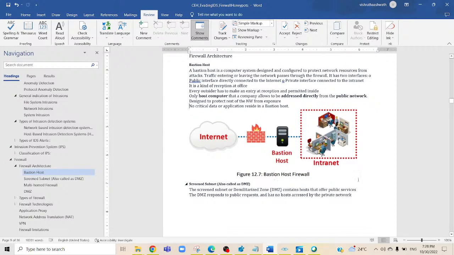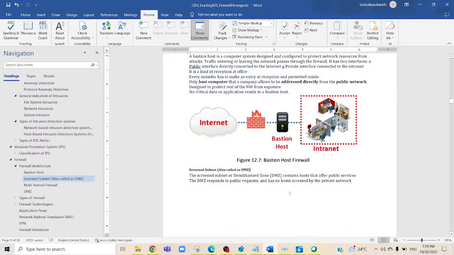So as you can see in the diagram, we have an intranet on one side and the internet on the other side. Any messages coming into the network will be intercepted by the firewall, which is a bastion host. In the bastion host architecture, it has two interfaces: one connecting to the internet, the other connected to the intranet.